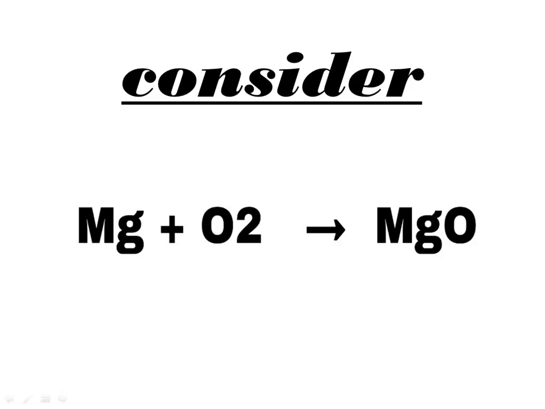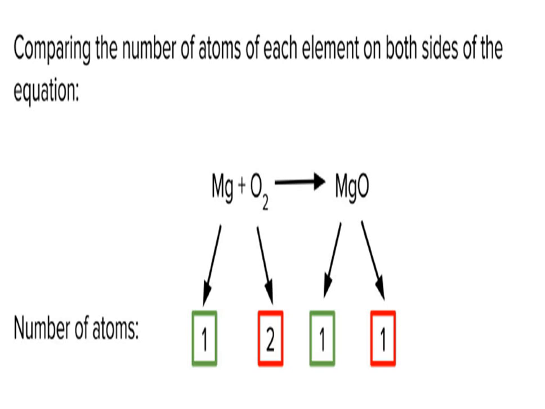Consider an equation. Magnesium burns in oxygen to give magnesium oxide. In this equation, compare the number of atoms of all of these elements on both sides of the equation. That means on the side of the reactants as well as the side of the product. So we have to compare the number of atoms in the reactants to that in the product.